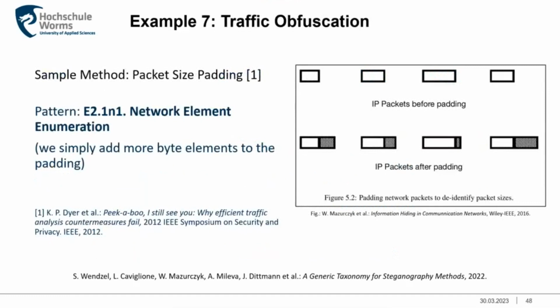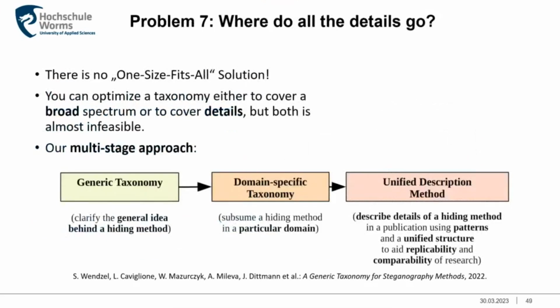Traffic obfuscation. Size padding is trivial. Network element enumeration, because we enumerate the number of bytes at the end of the packet. If we add more bytes, we add more. If we add fewer, then we add fewer. Okay, but this is a little bit superficial. So where do the details go?